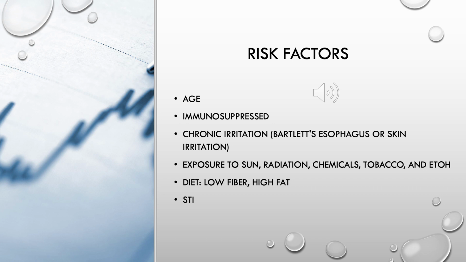Chronic irritation, for example, there's something called Barrett's esophagus, which results in GERD. Okay, so that and a chronic condition can lead to esophageal and stomach cancer. And then skin irritation, for example, somebody who has a history of burns could develop skin cancer. Also, we talked about exposure to the sun. Also, that includes tanning beds, radiation. So patients shouldn't be exposed to radiation unnecessarily. And that's why we're so cautious about who actually needs an X-ray, right?